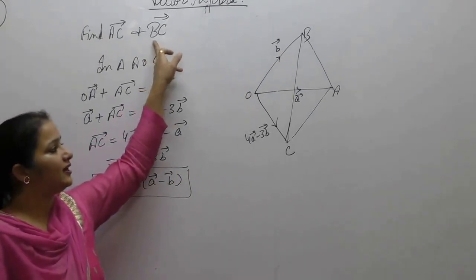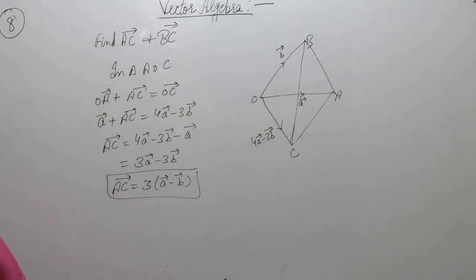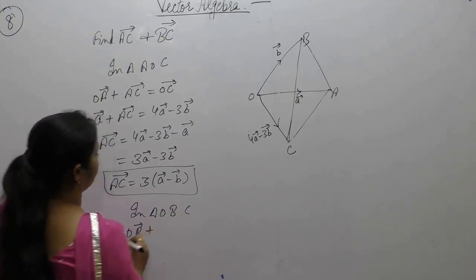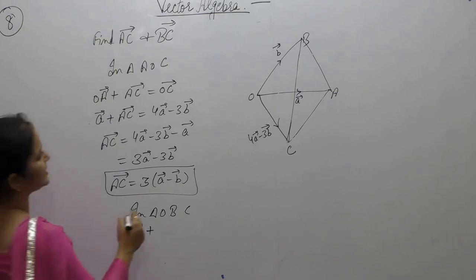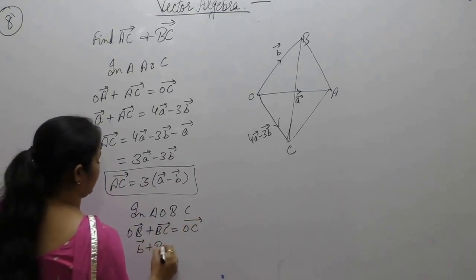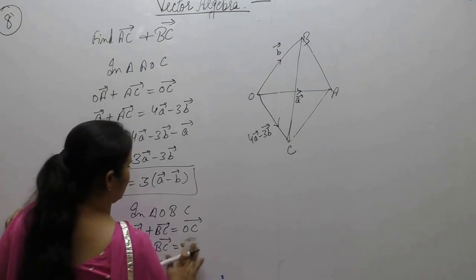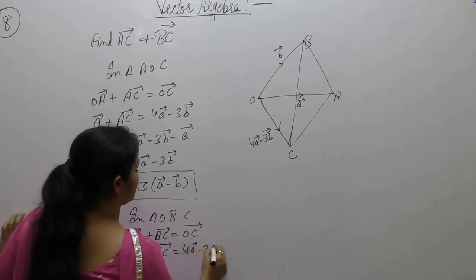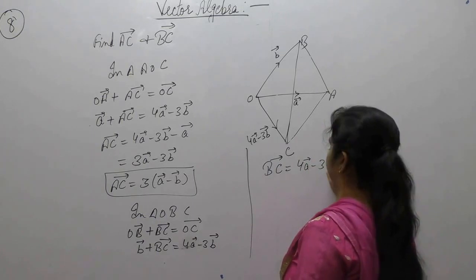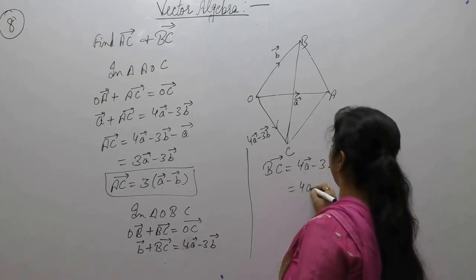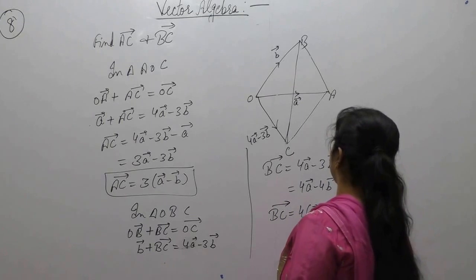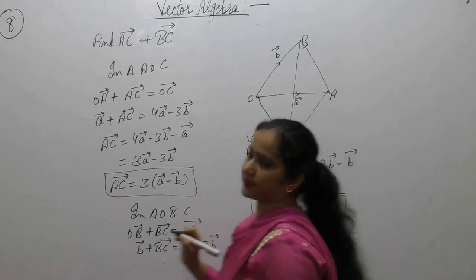Now we want to find the value of BC vector. Now in triangle OBC, OB vector plus BC vector is equal to OC vector. B vector plus BC vector is equal to OC, which is 4A vector minus 3B vector. Therefore BC vector is equal to 4A minus 3B minus B, so 4A vector minus 4B vector. So BC vector is 4 times A vector minus B vector.